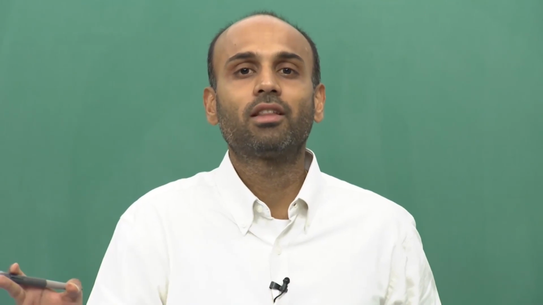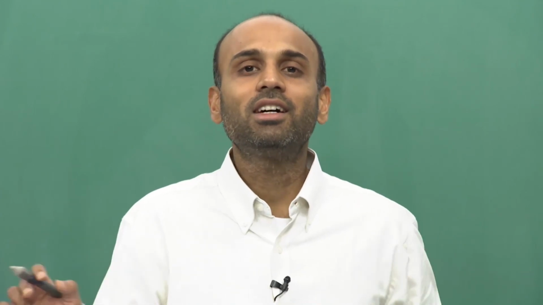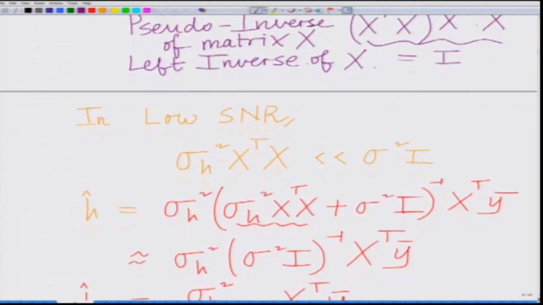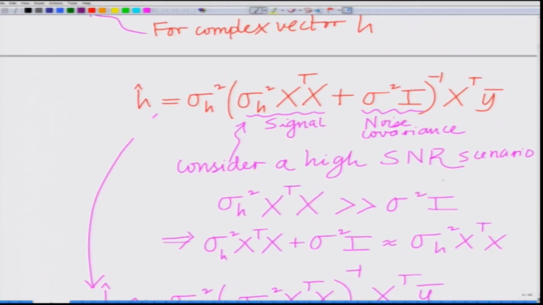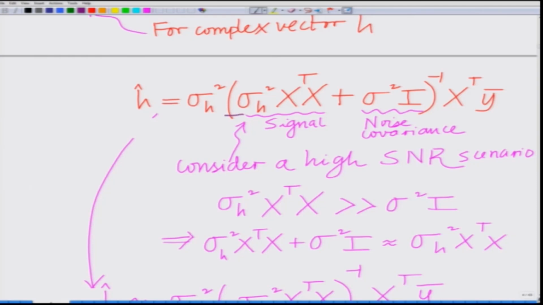So, it is very interesting, at high SNR it becomes the least squares estimator, the LMMSE estimator, at low SNR it becomes the matched filter. And the other interesting aspect of this is that for this matrix sigma h square x transpose x plus sigma square times identity, the inverse always exists even when x transpose x is not invertible. So, this is also known as a regularized inverse, and the sigma square identity is known as a regularization term.